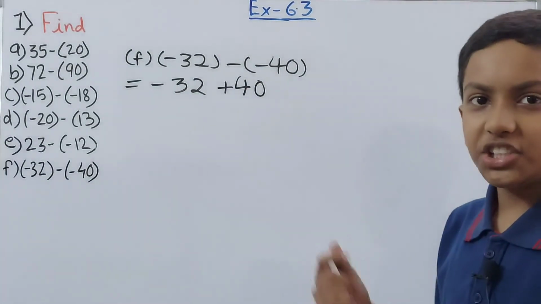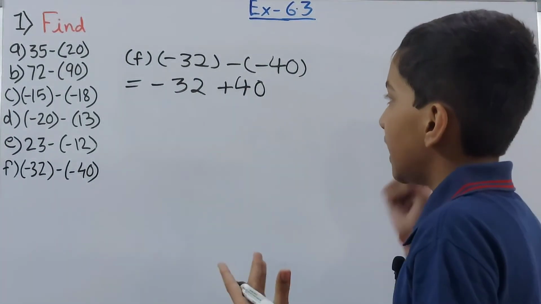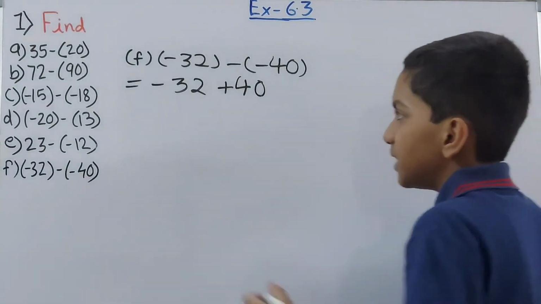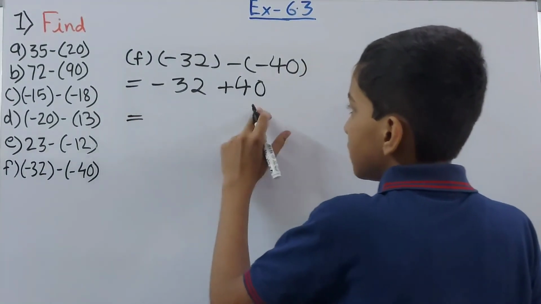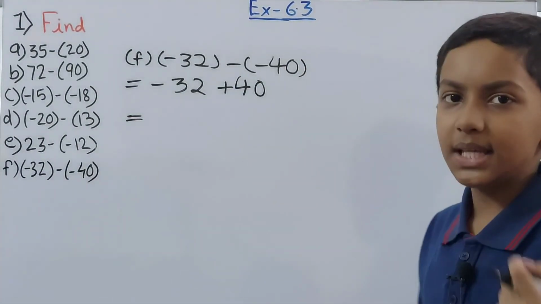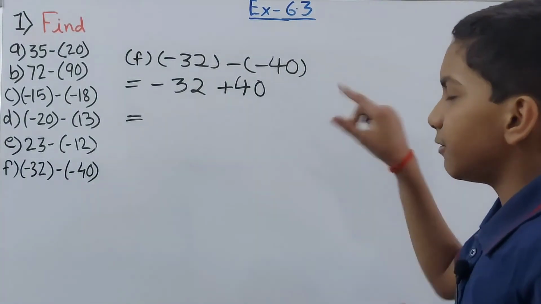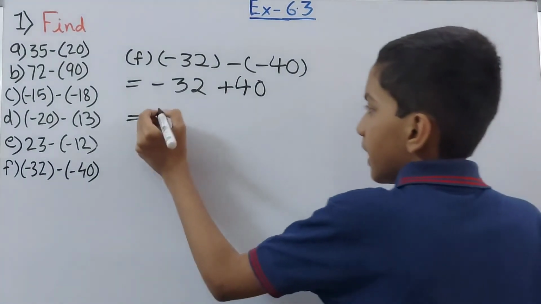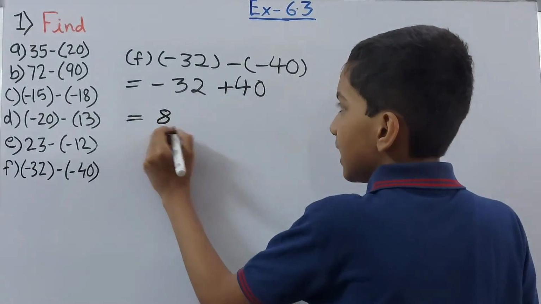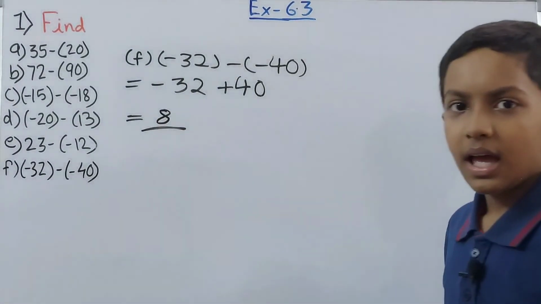Now use the addition rule, so the numbers are having different signs. That means here we will find the difference of 40 minus 32 becomes 8, and for the sign 40 is greater, so simply we will write 8. That means 8 is the answer of the F part.